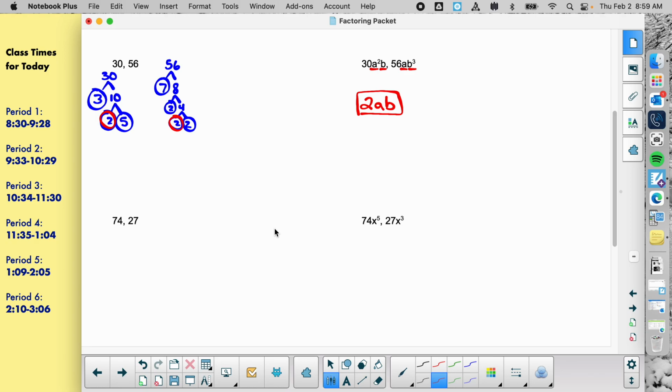Okay, so the left-hand side was the number portions. We already know 30 and 56. What they have in common looks like it's just 2. Now you're going to look at the letter portions. You've got a squared and you have a. How many do they share? This has 2 of them, this has 1 of them. So they each have at least 1.